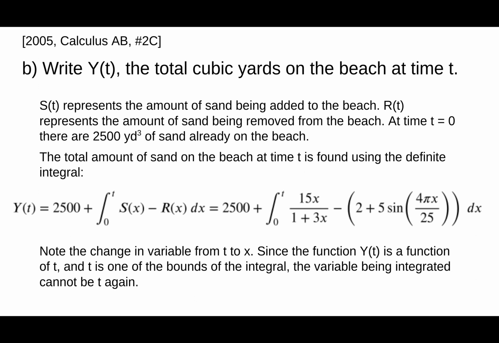Notice the change of variable here. Because y of t is a function defined in terms of t itself, and we don't want t to be one of the bounds of integration, that wouldn't make any sense. So in a situation like this, it's very common, because t is one of our bounds, we want to know how much sand has accumulated on the beach, whether it's positive or negative. Given these two functions, we don't want the bound to also be the variable of integration, so we typically would just use an x inside the integral. It doesn't really matter, you could use a k or a z, just don't use t. All right, so that explains the change of variable here. We don't want to use t for both.